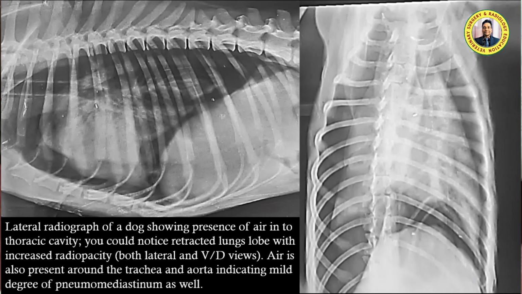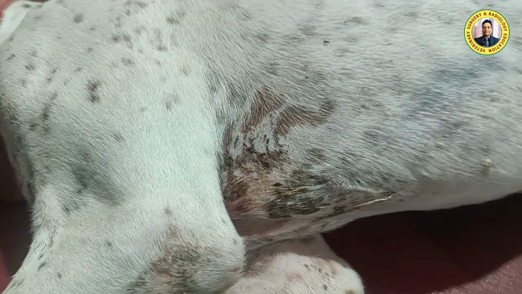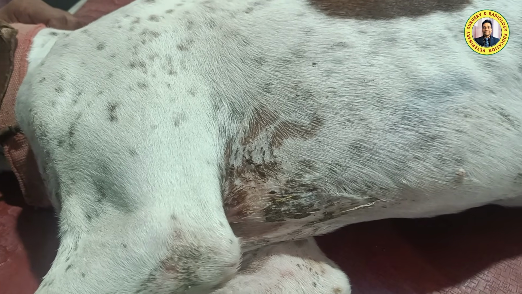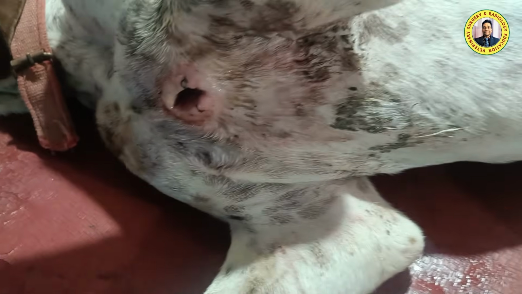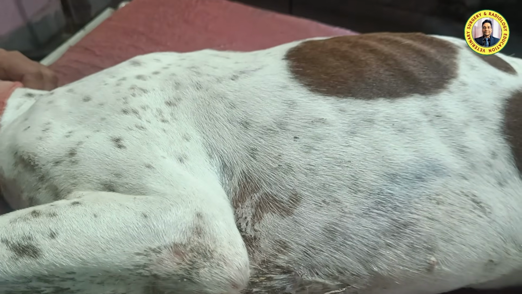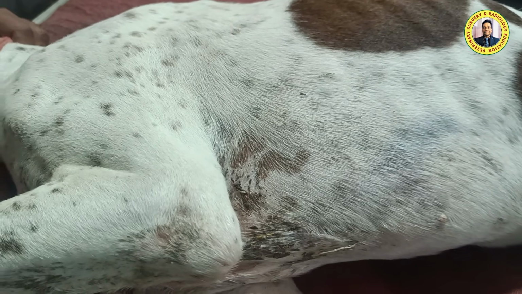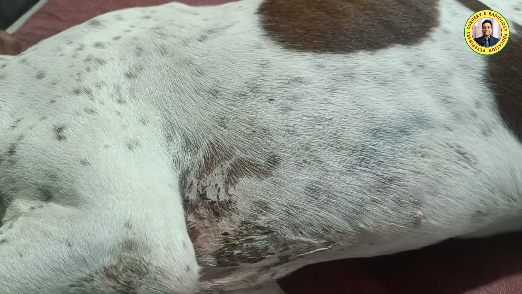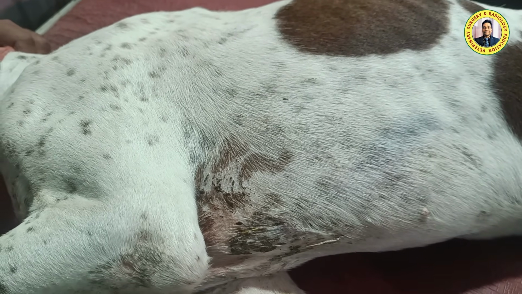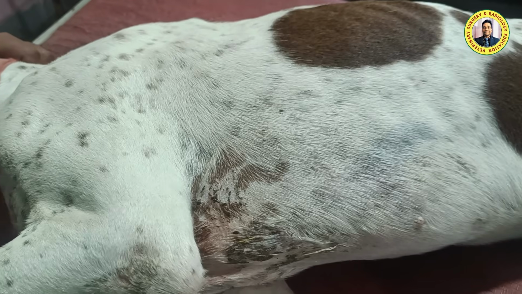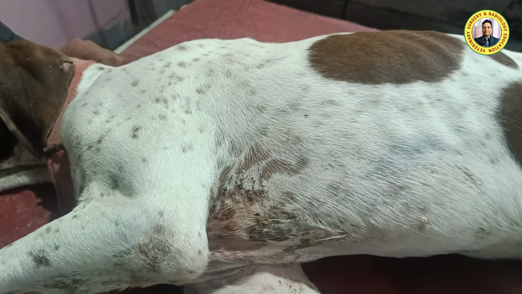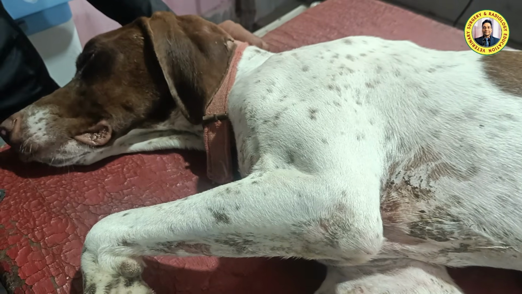pneumomediastinum or pneumothorax. In general, if the pneumomediastinum is severe, it may lead to pneumothorax. But in this case, since the injury is in this cranial region, the air entered into the mediastinum as well as the pneumothorax. Otherwise, if there is only an injury in the neck region, first there is a pneumomediastinum, and from the pneumomediastinum it enters into the thoracic cavity, or the pleural space, and causes the pneumothorax. So pneumomediastinum can cause pneumothorax, but pneumothorax never causes pneumomediastinum.